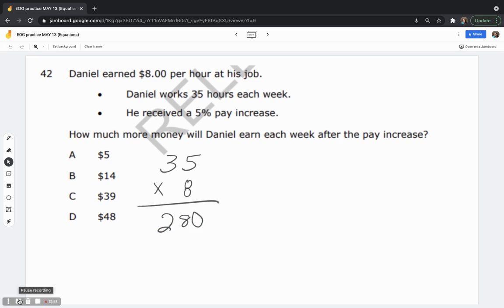Then he receives a 5% pay increase. So I'm going to multiply this by 5%. And 5% as a decimal is 0.05. So 280 times 0.05. And that is going to give me 14. So B, $14.